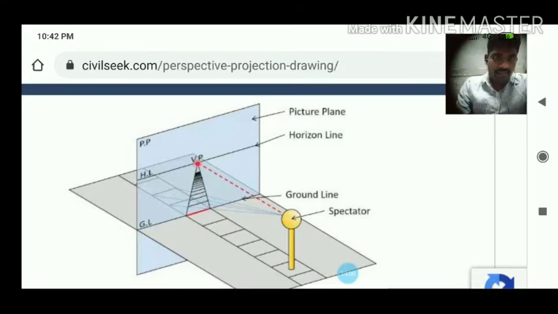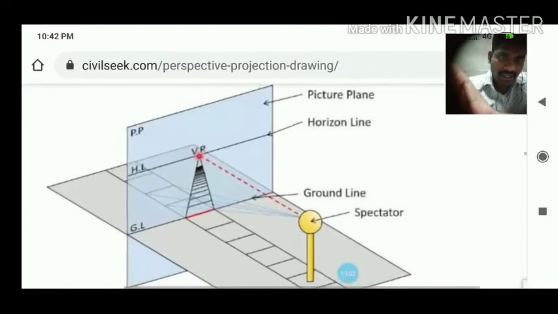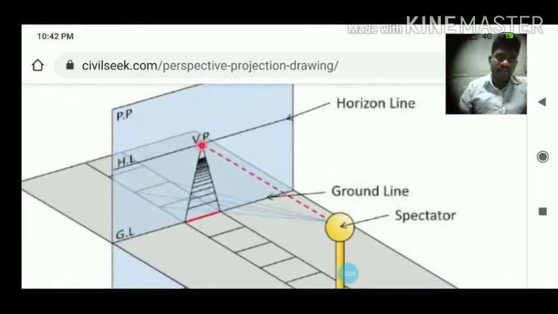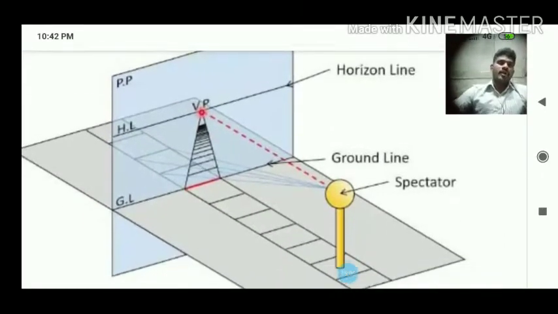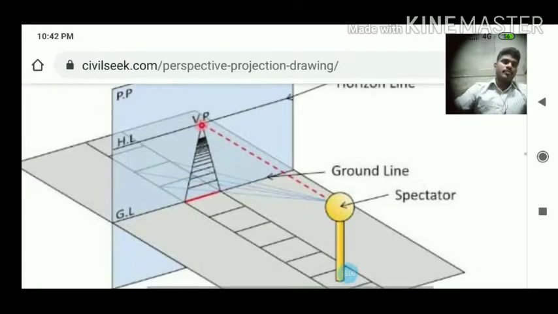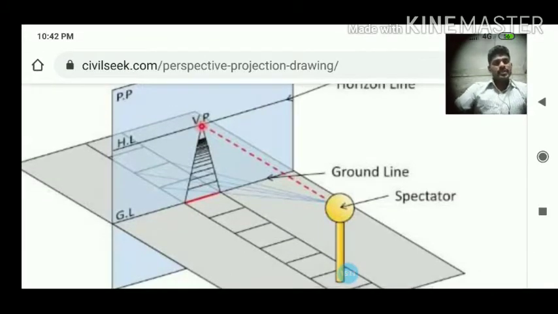Again, all these parallel lines are converging at a center point. Look at here, the blue color lines are parallel lines. These lines are converging at the spectator point. This is called the center reference point, the center point. All lines are converging. This way of projection is called perspective projection.